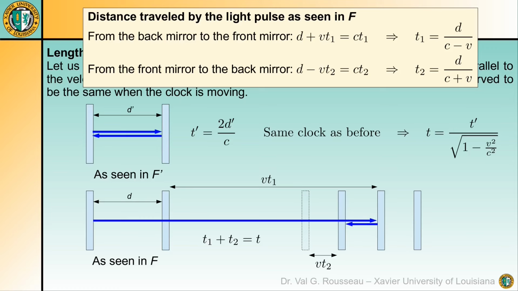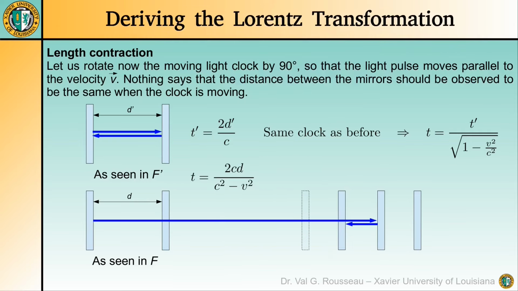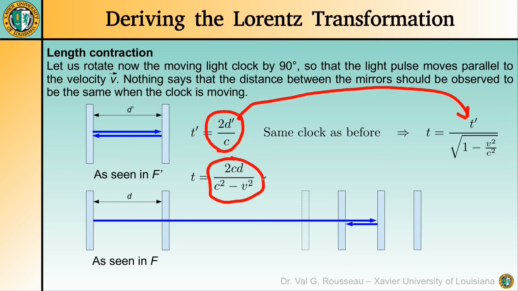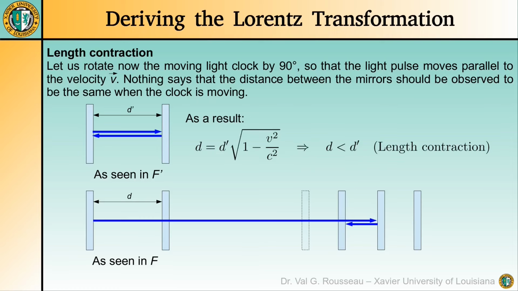So we can eliminate the times t1 and t2 by substituting their expressions into this formula. After simplifying, this gives us t equals 2cd over c squared minus v squared. And finally, we can totally eliminate the times by substituting them into the time dilation formula. We obtain a relationship between the observed distance d and the distance d prime between the mirrors when they are addressed. After simplifying, we finally obtain the length contraction formula.